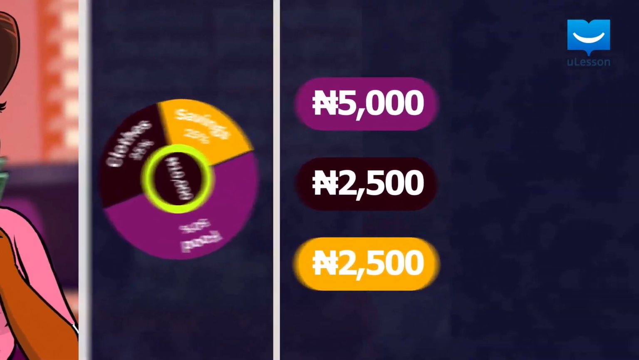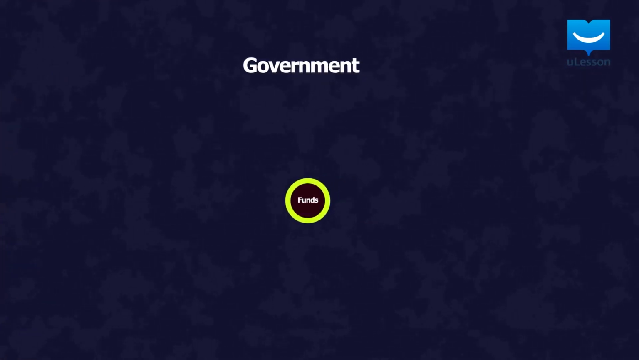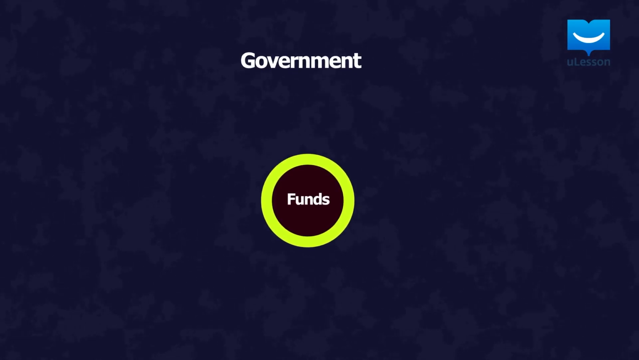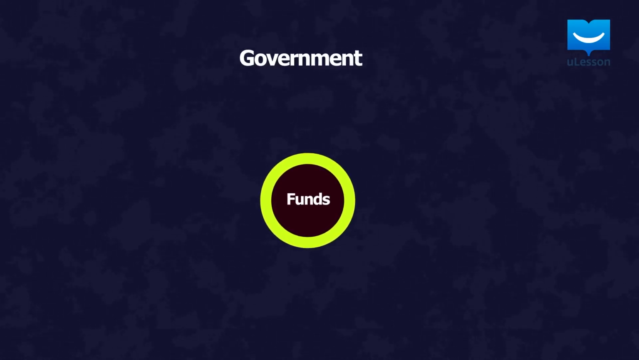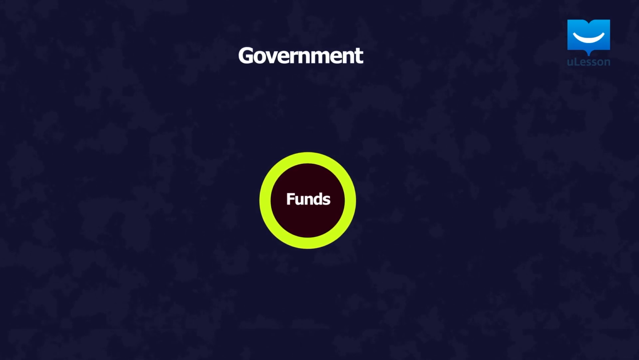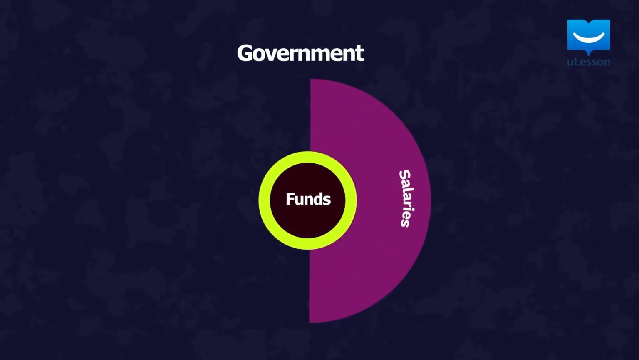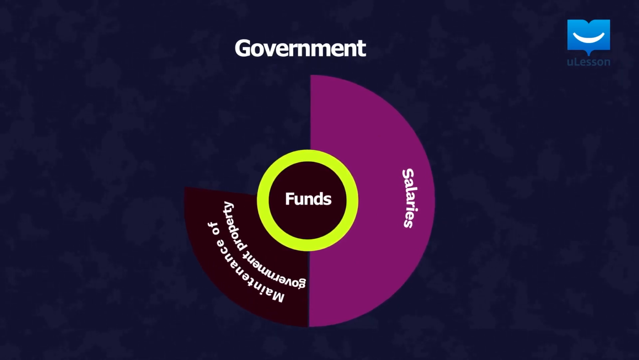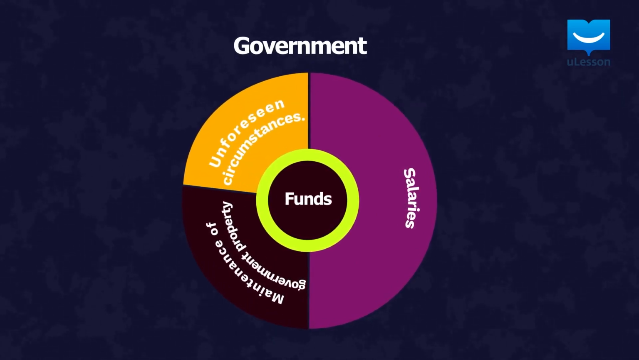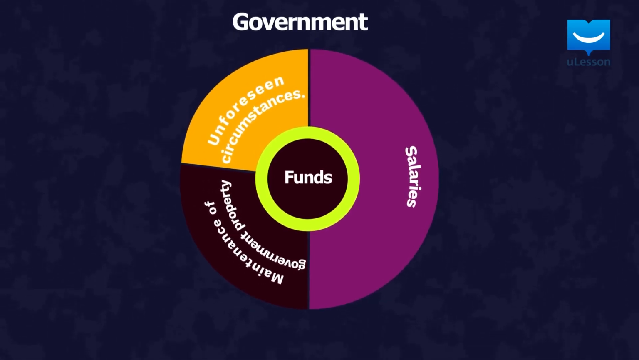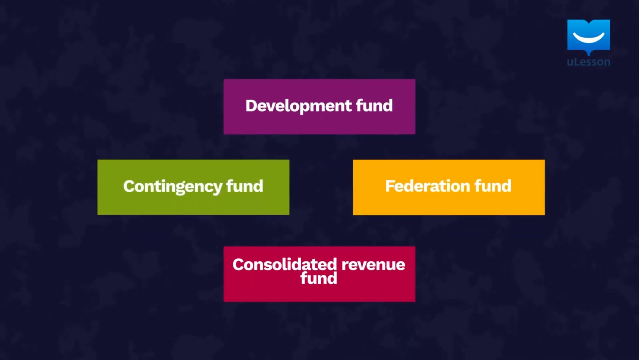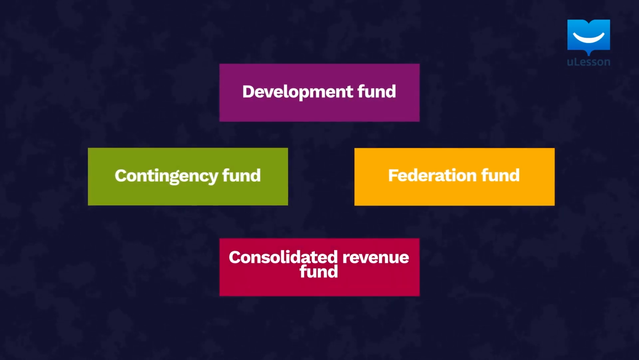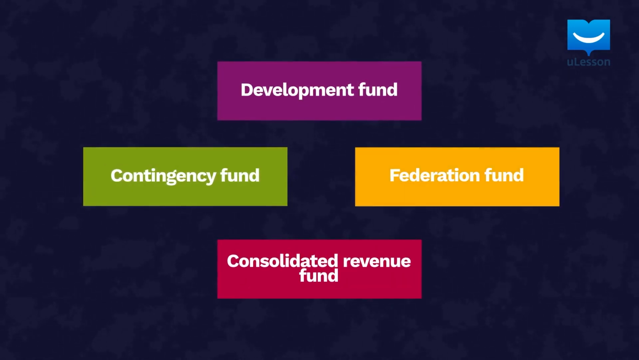The government does this as well. The money it owns is referred to as its funds, and it allocates its funds according to the various needs of its people. The different needs could include funds for payment of government workers' salaries, for maintenance of government property, and unforeseen circumstances. This is why we have the different types of funds, which are the Development Fund, Contingency Fund, Consolidated Revenue Fund, and Federation Fund.